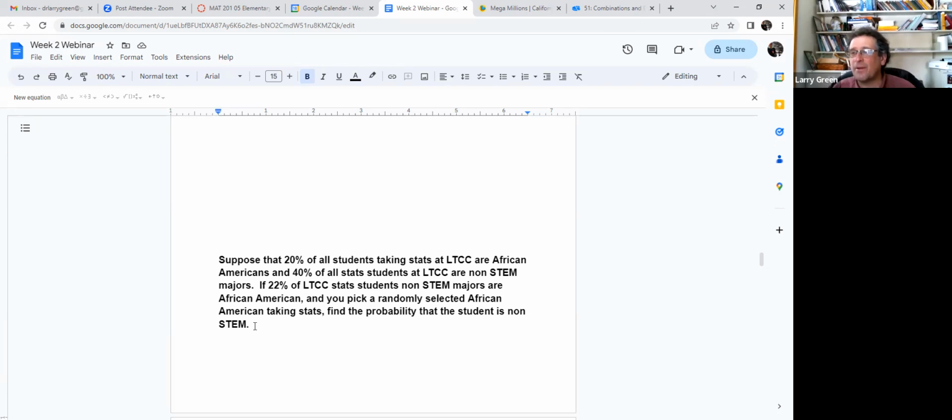Then the second step I recommend is read the question again, but this time slowly. And every time you see a number, take that number and write it as a probability in symbols. So notice that I read this, suppose 20% of all students taking stats at LTCC are African Americans. So our first number is 20% or 0.2. Any questions on that?